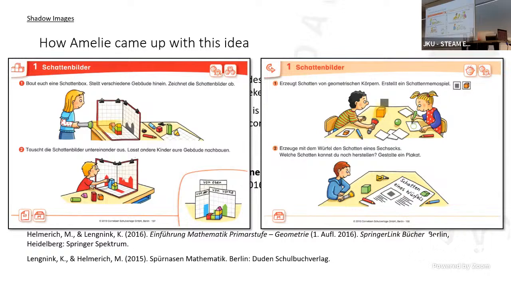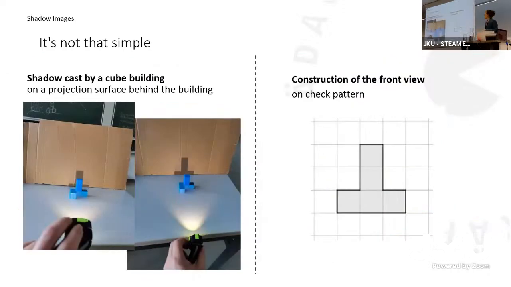And so Amelie made it in her lesson. And she found that it's not that simple. She tried to do it with this building, but the shadow is not like it had to be. It should be like this, but it's not. It's very hard to get it like this. It's nearly not possible.